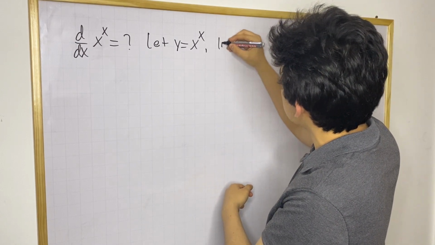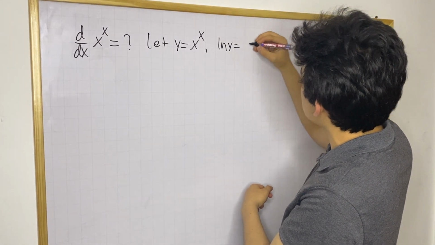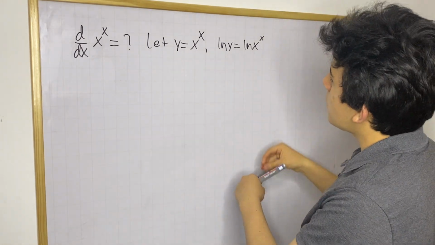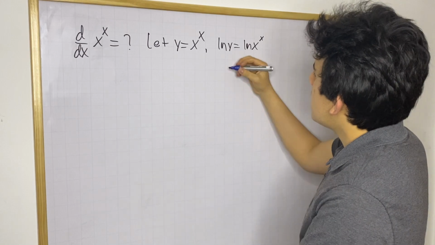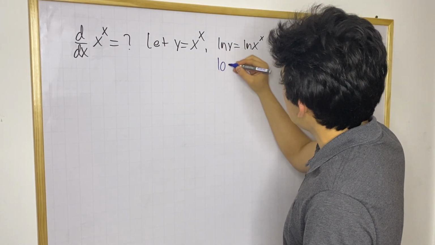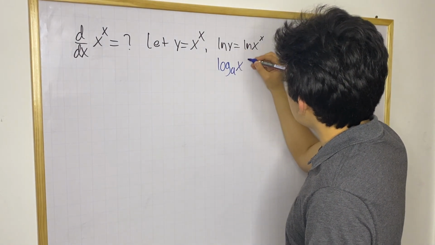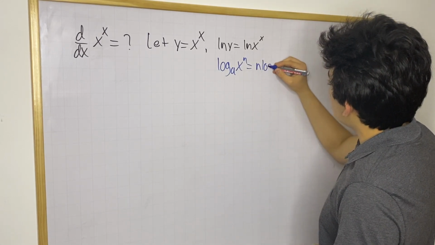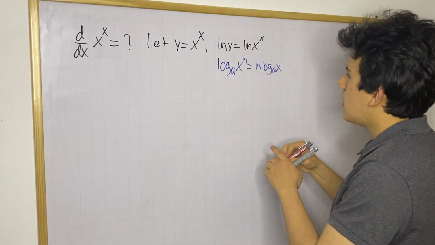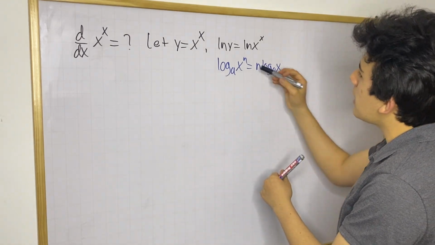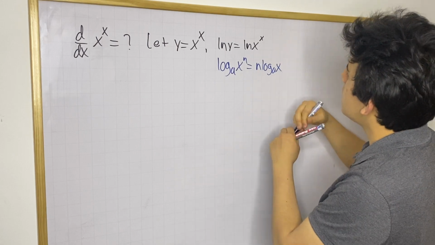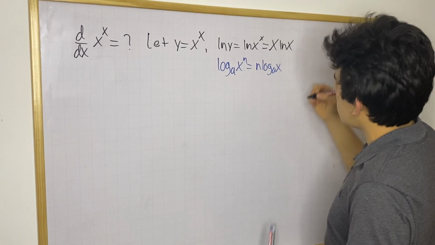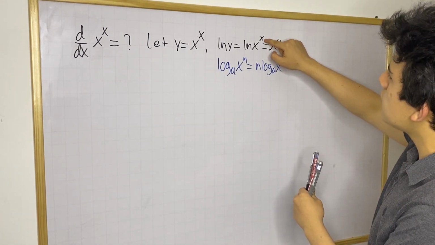You can say that the natural log of y is going to be equal to the natural log of x to the x, okay? And you know that there is a property of logarithms that tells us that log base a of x to the n is going to be equal to n times log base a of x, so you can bring the power to the front. In this case, a equals e and n equals x. So we can move x to the front, and we can have something like x times ln x, okay?